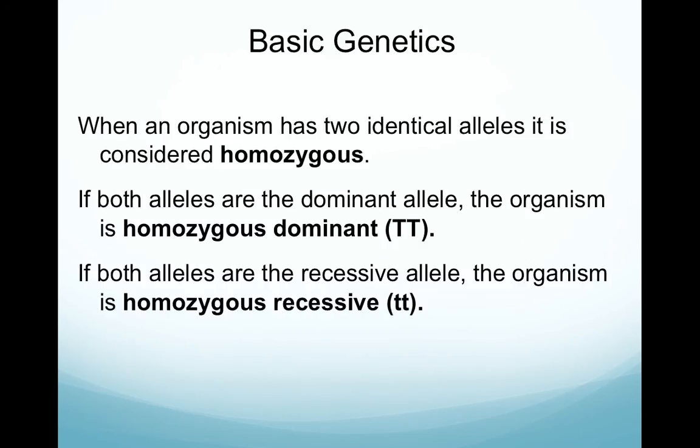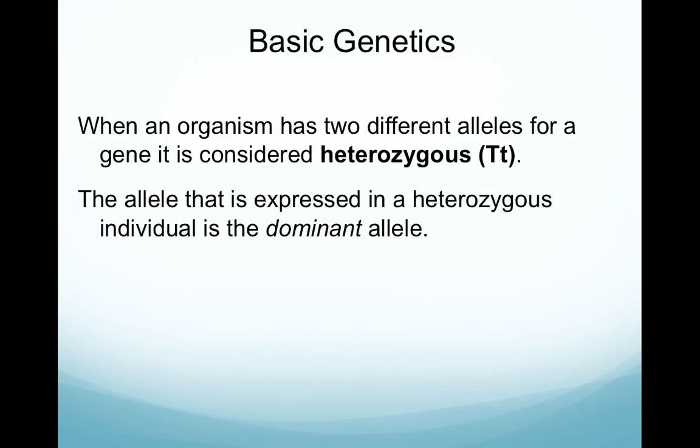When an organism has two identical alleles, it is considered to be homozygous, homo meaning same, so same alleles, homozygous. If both alleles are dominant, the organism is homozygous dominant. If both alleles are recessive, the organism is homozygous recessive. So homozygous dominant would have two uppercase letters, and homozygous recessive would have two lowercase letters.